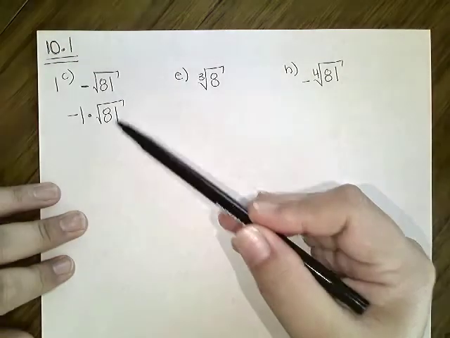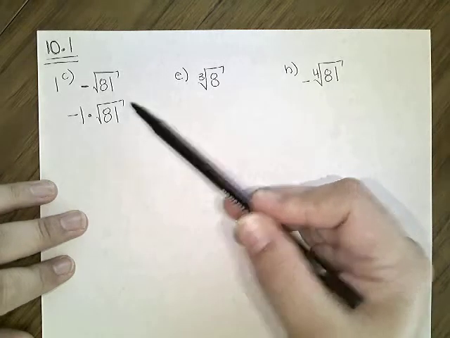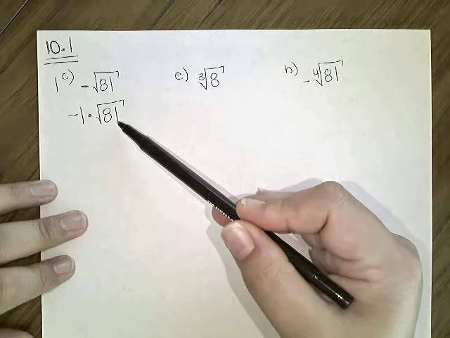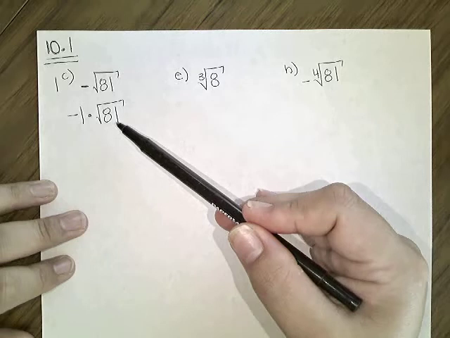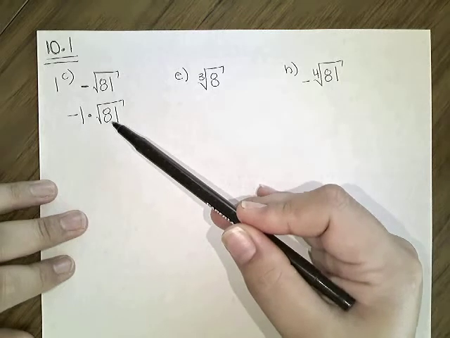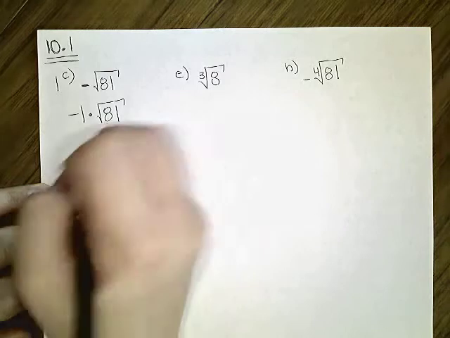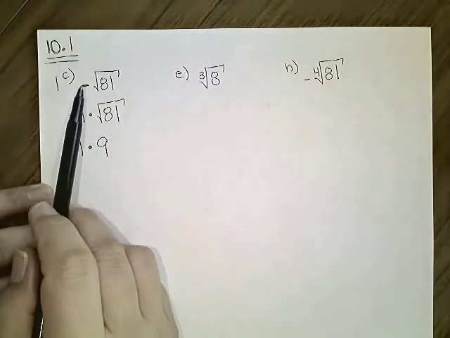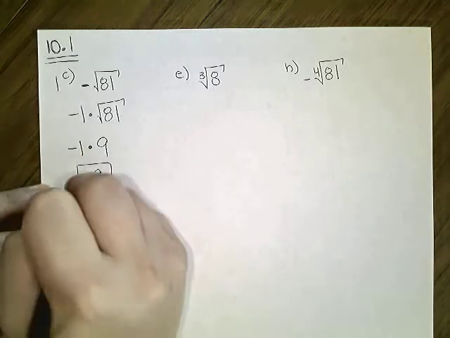Now when we're taking the square root of a number, we're really trying to ask ourselves, what squared equals this number in here, the radicand? What squared equals 81? We can either think about it if we know our perfect squares, or we can take our calculator and use our square root button. Here we know that the square root of 81 is 9, because 9 times 9 is 81. So I'm just going to take that and replace it with a 9. And because we had a negative up front, to simplify this, this becomes -9.